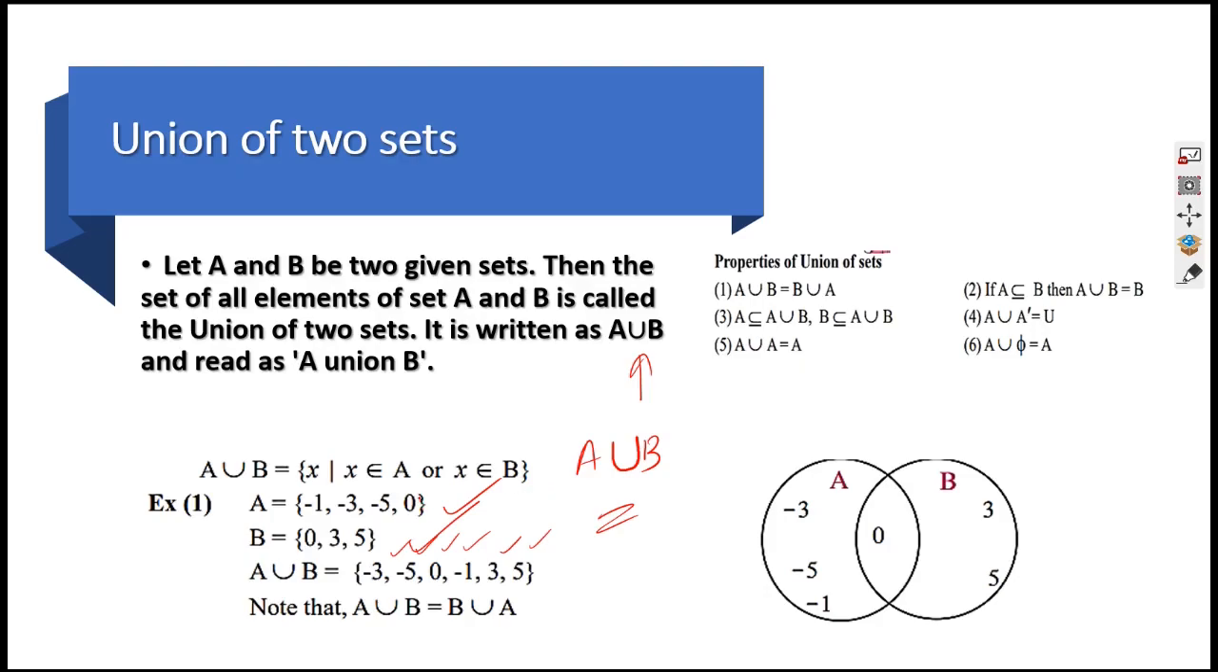What we did is, we have 0 as the only common element, nothing other than that is common. So we wrote 0 only once. This way it is represented.